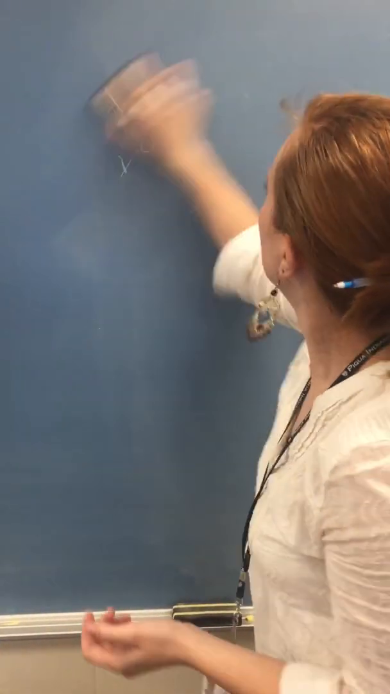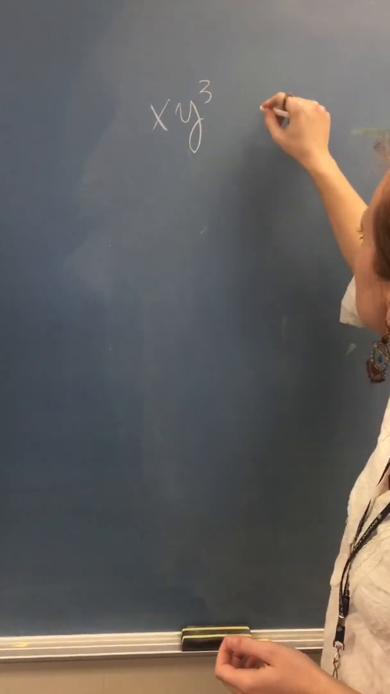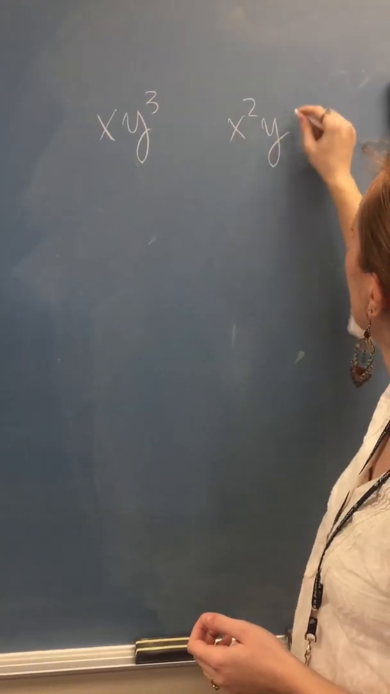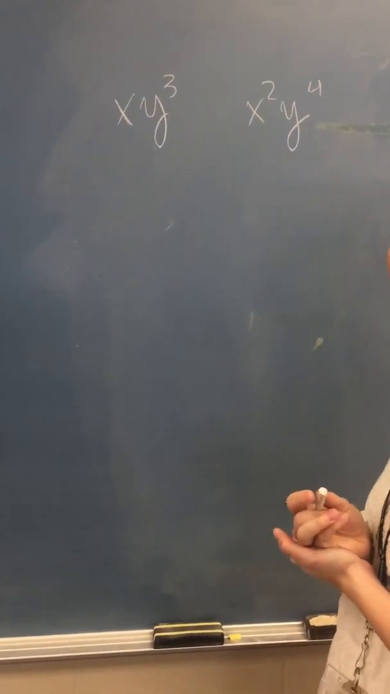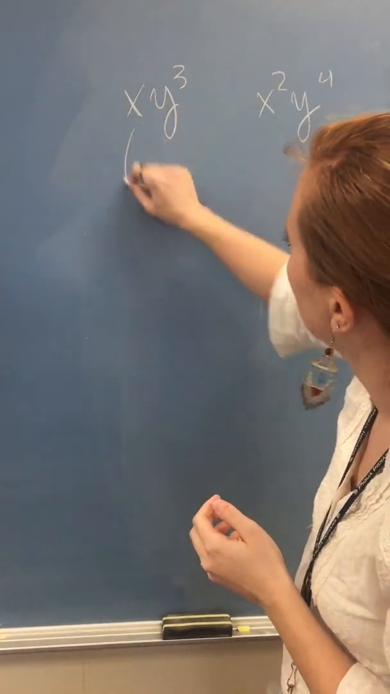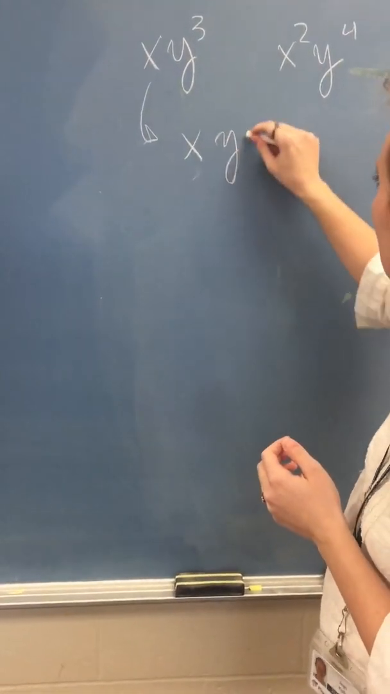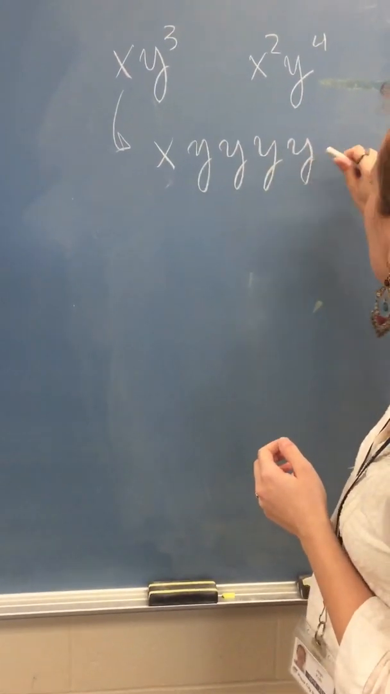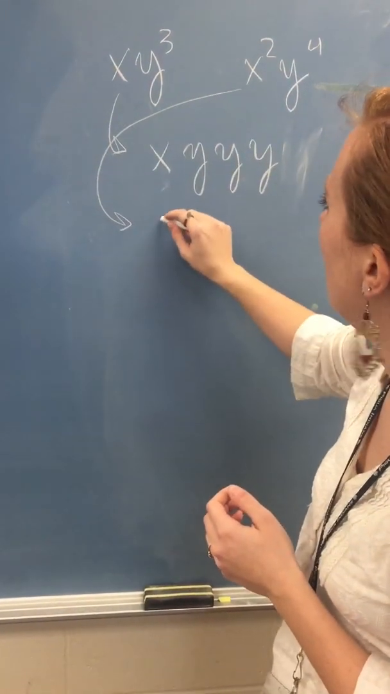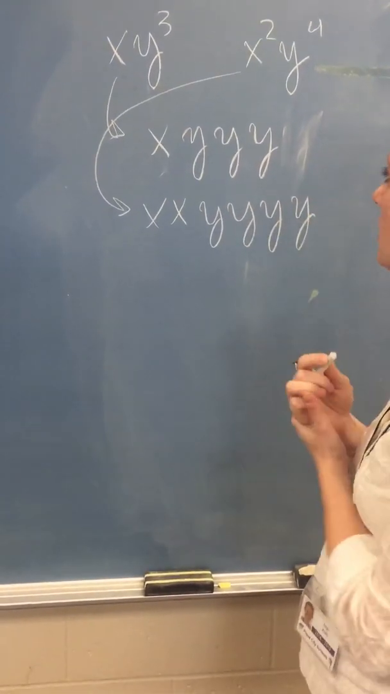Okay. If I give you expressions that have multiple variables, like x y to the 3rd and x squared y to the 4th, you're just going to look at the parts one at a time. So this first one has a single x and it has 3 y's. The second one has 2 x's and 4 y's.